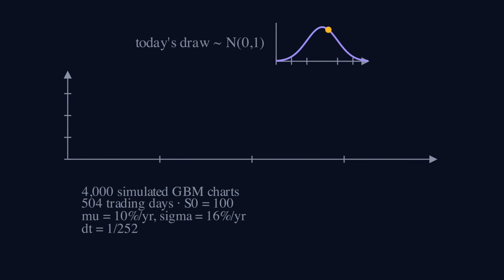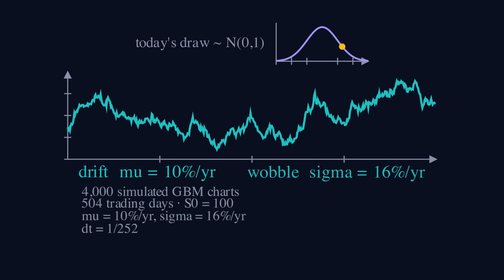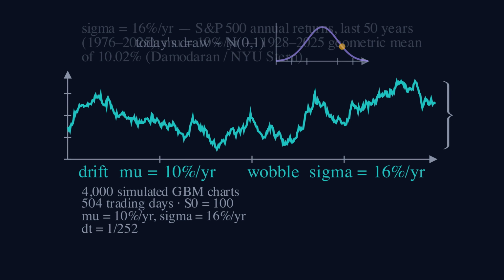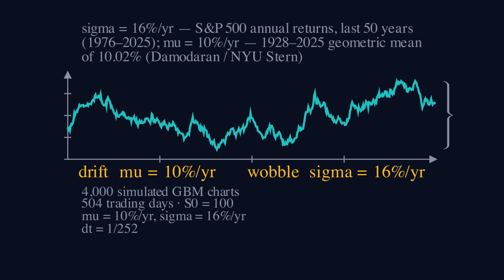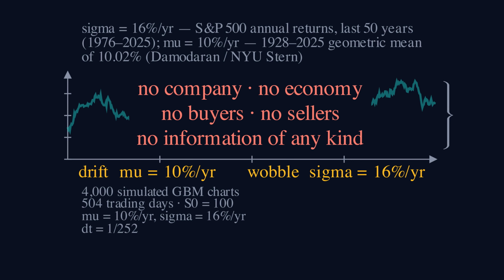Now the chart. We generated 2 years of daily prices from a random number generator. It drifts up at 10% a year, and it wobbles at 16% a year. Those 2 numbers come from the real American market. They're the only thing we borrowed. There's no company behind this, no economy, no buyers, no sellers, no information of any kind.